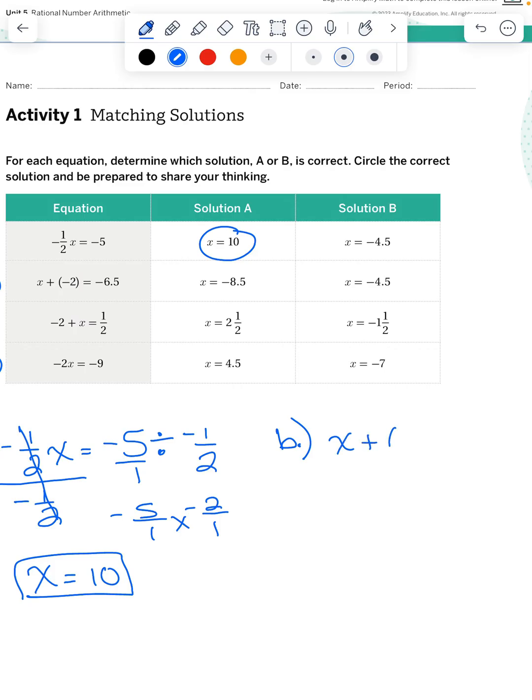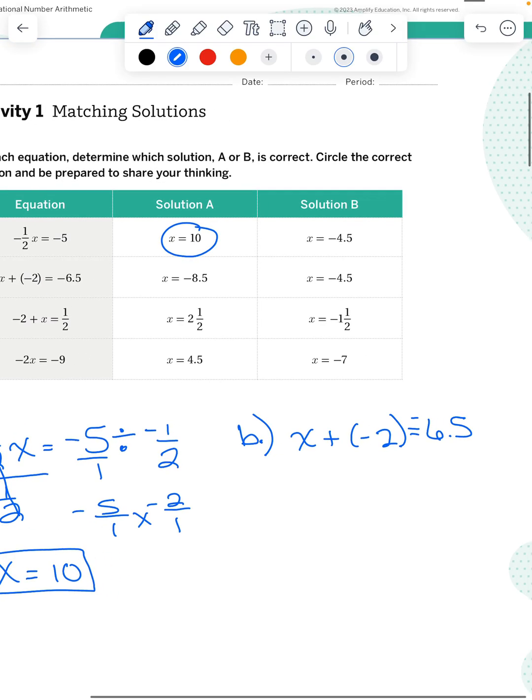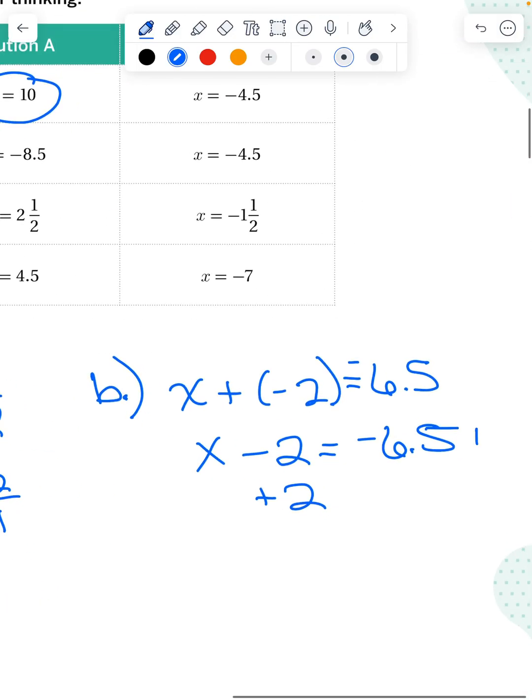For letter B, this says something plus a -2 is -6.5. Okay. Again, we want to get that letter by itself. Remember, also the other way to write this would be x minus 2. Something minus 2 is a -6.5. Okay. To solve, you use the inverse operation. So if it says minus 2, to get that x by itself, we're going to add 2 to both sides.